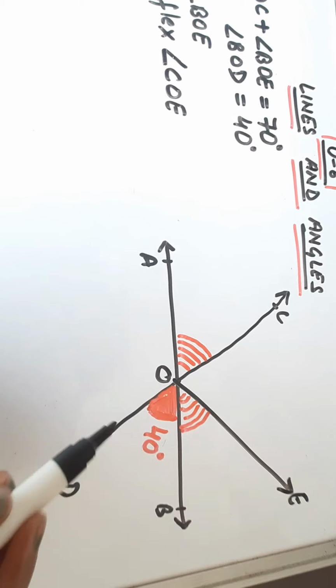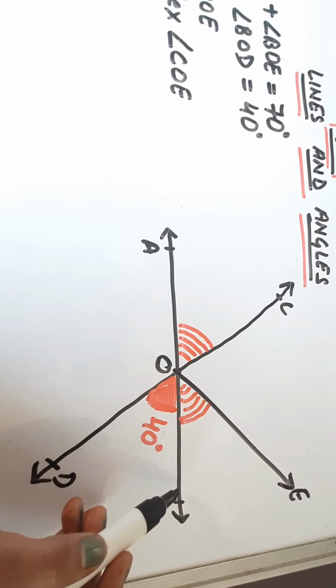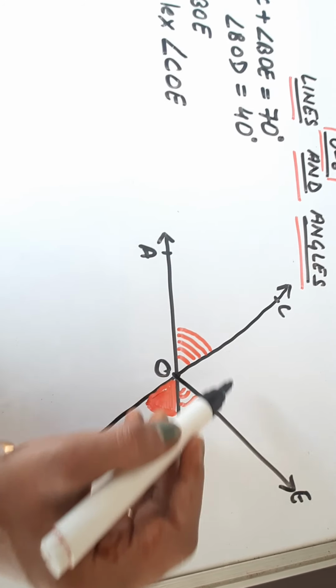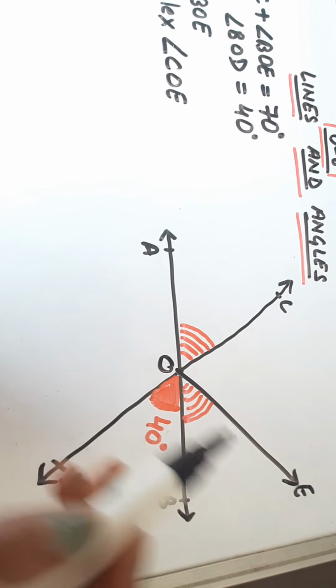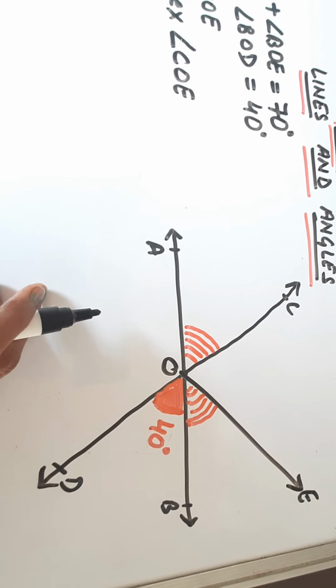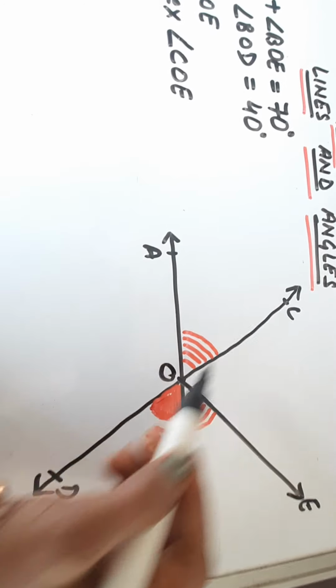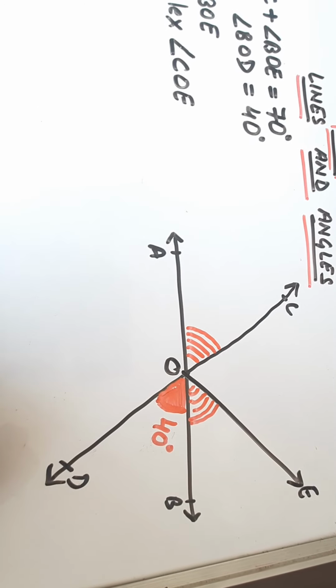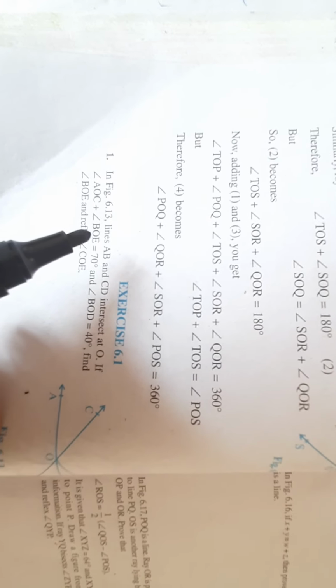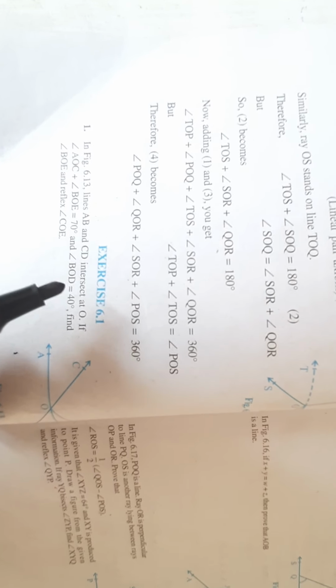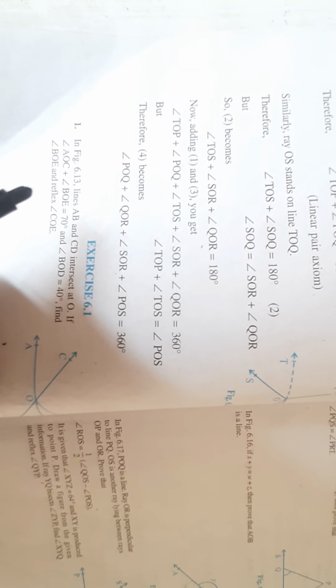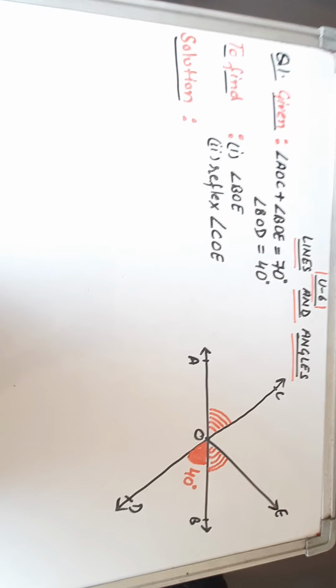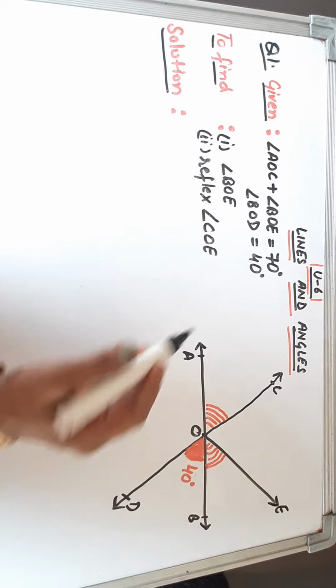तो ध्यान रहे, अभी हमने एग्जाम किया है that a line on which adjacent angles are there, they form 90 degree, 180 degree sum, right? And CD is also a line, right? If angle AOC plus BOE is 70 degree and angle BOD is equal to 40 degree, find angle BOE and reflex angle COE. So what is given to us?